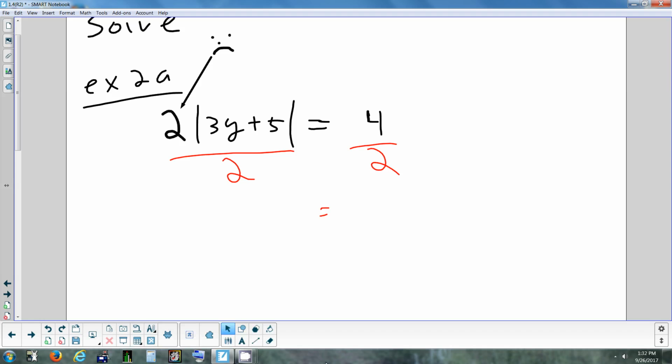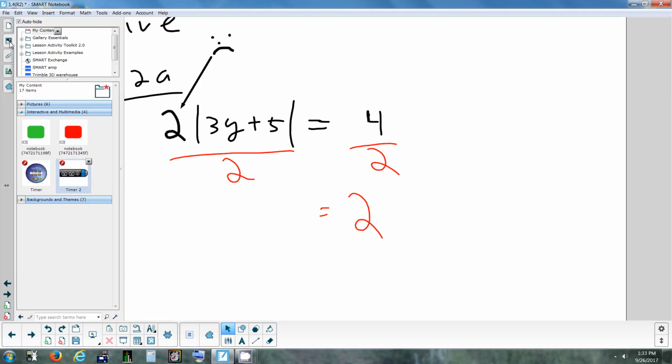What would I get? 2. Perfect. On the other side, sometime by raising their hand, Sophia, what do you get? Just 3y plus 5. You don't need the plus. Yeah. We didn't break out yet.